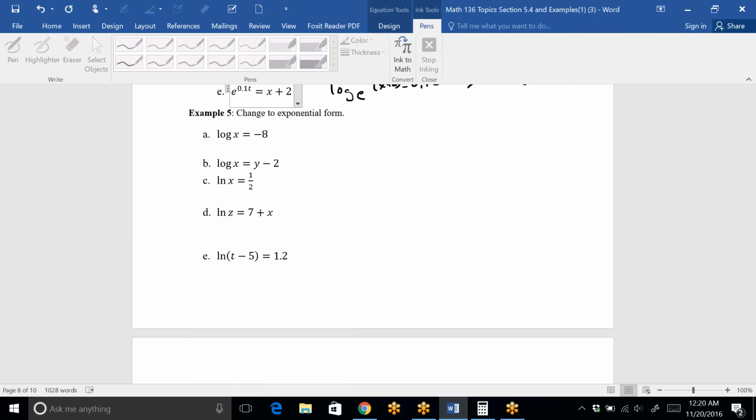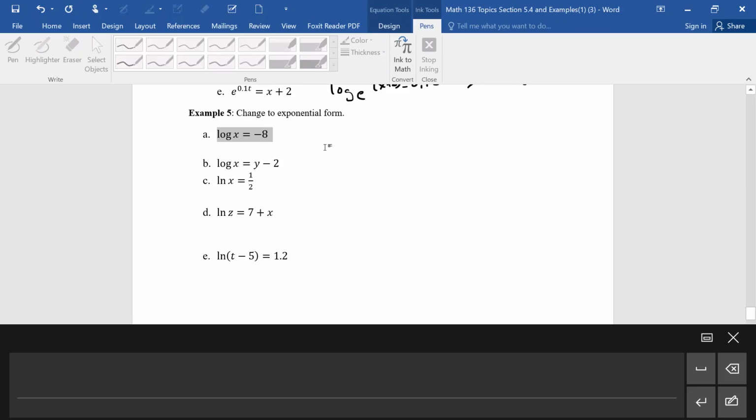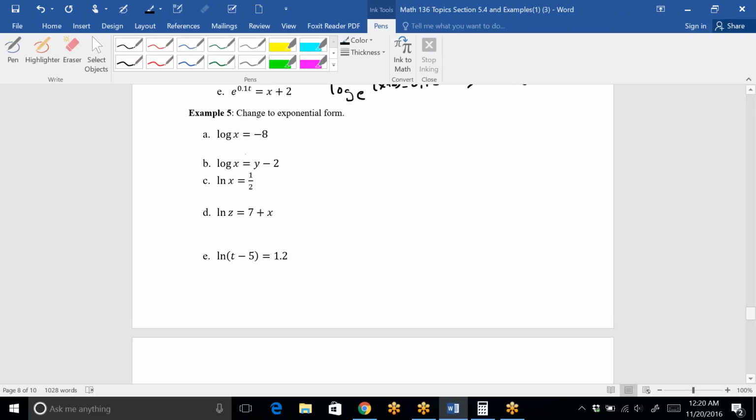Change to exponential form. This guy is just going the other way. Notice there's no base there, so that's 10. No base there, that's 10. Ln means base e. So you kind of have to think of those before you do your spiral.